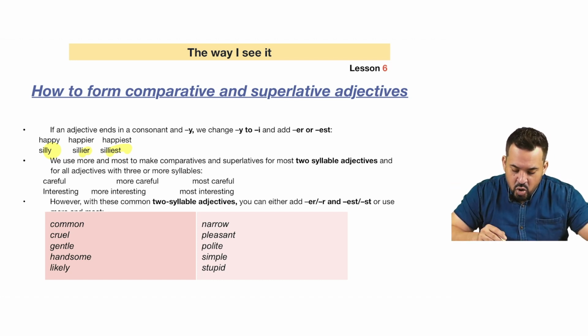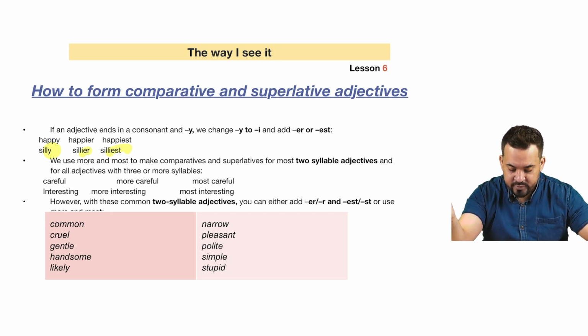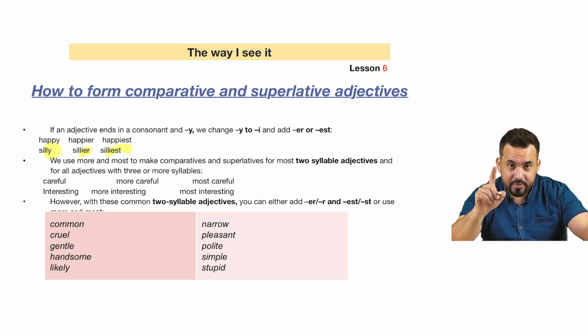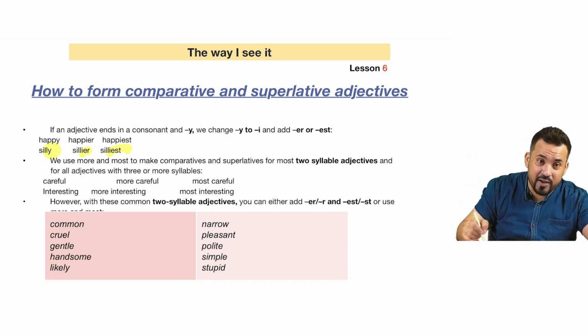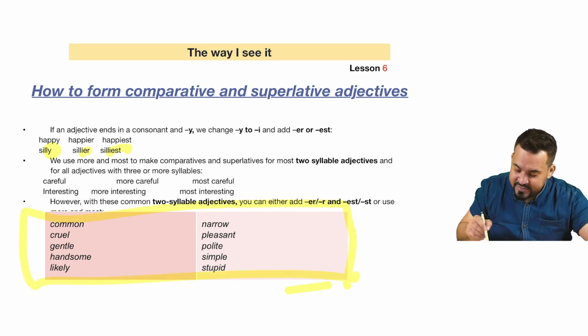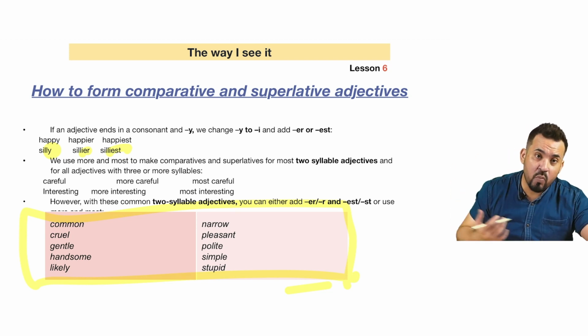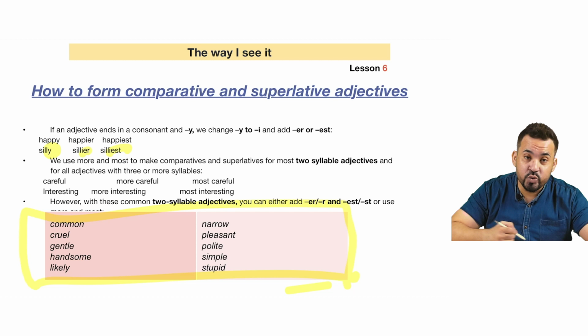Now, we use more and most to make the comparative and superlative for most of the two-syllable adjectives, and for all adjectives with three or more syllables. However, there is an exception. Two-syllable adjectives can, so we will take a look at this table below. For the adjectives in this table, we can use either er, est, or more and most. And those are all two-syllable adjectives.